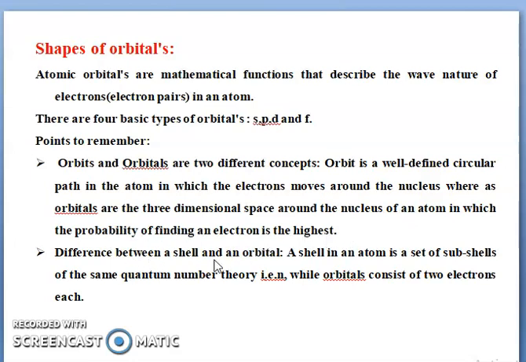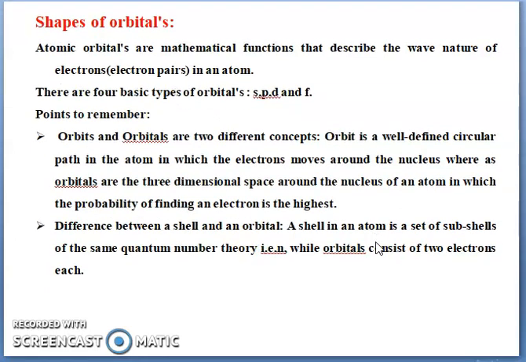The difference between shell and orbital is also very important. A shell in an atom is the set of subshells of the same principal quantum number. Orbitals consist of 2 electrons each, but a shell is the set of subshells with the same principal quantum number.